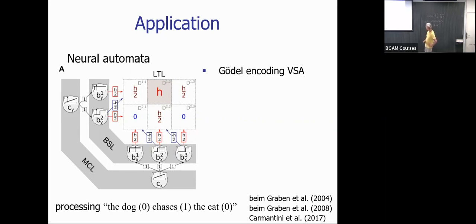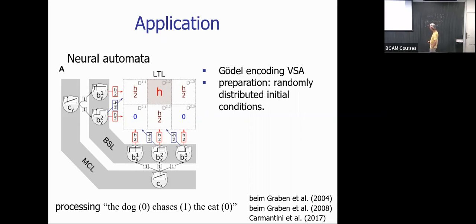What we do here is essentially applying a kind of vector symbolic architecture, that what we have discussed yesterday, but in a one-dimensional representation. And this one-dimensional representation turns out to be simply a Gödel encoding of some symbols that we use for this cognitive task, for example, for this language processing task. Then we prepare randomly distributed initial conditions somewhere in the unit square described by these 2 neurons here.